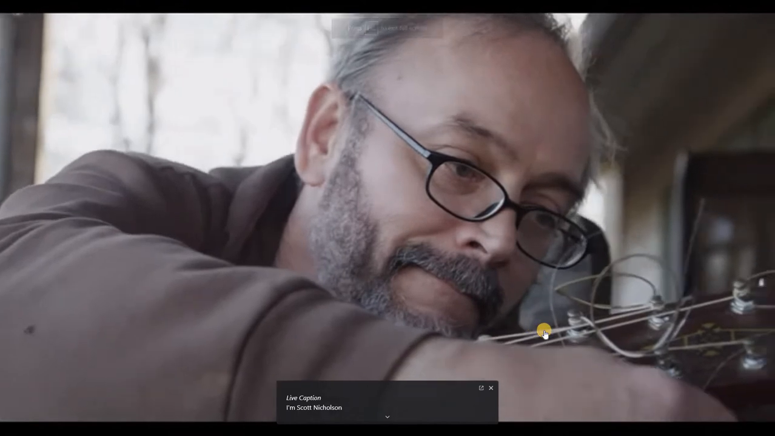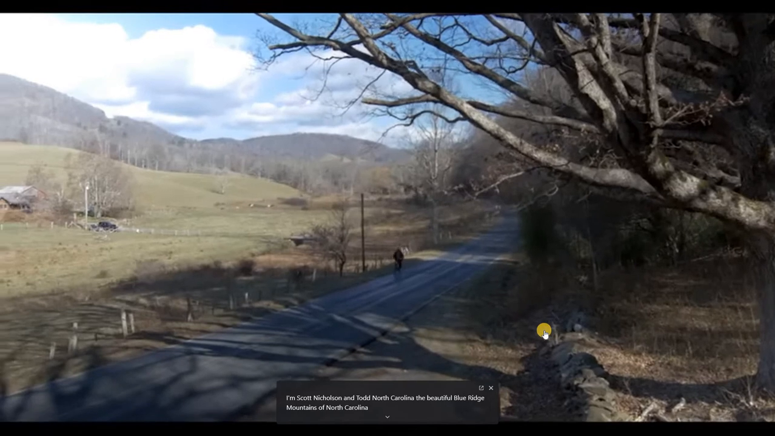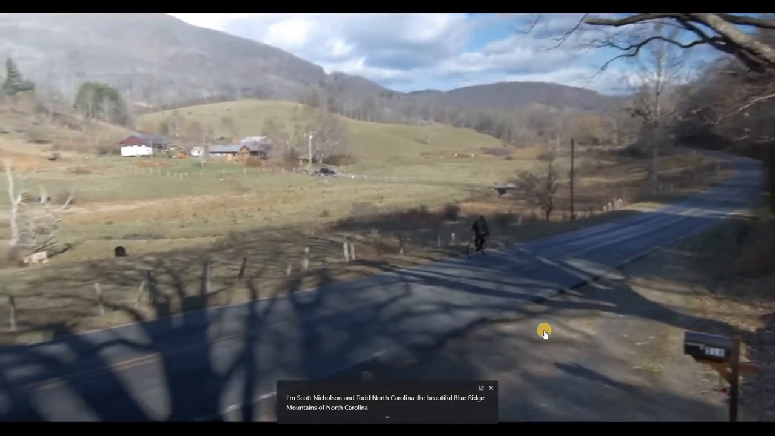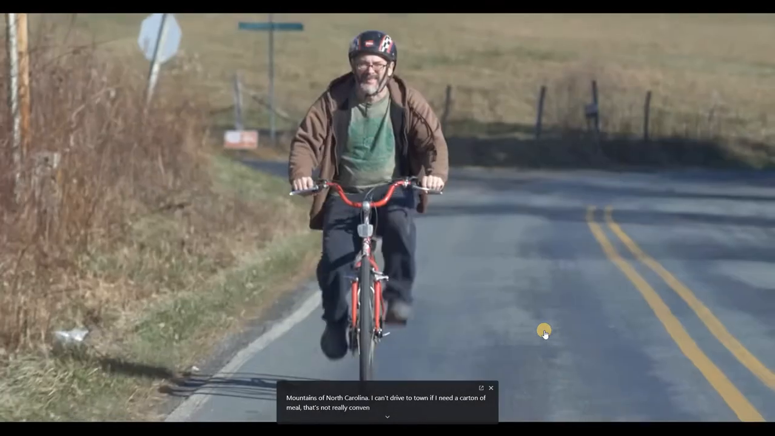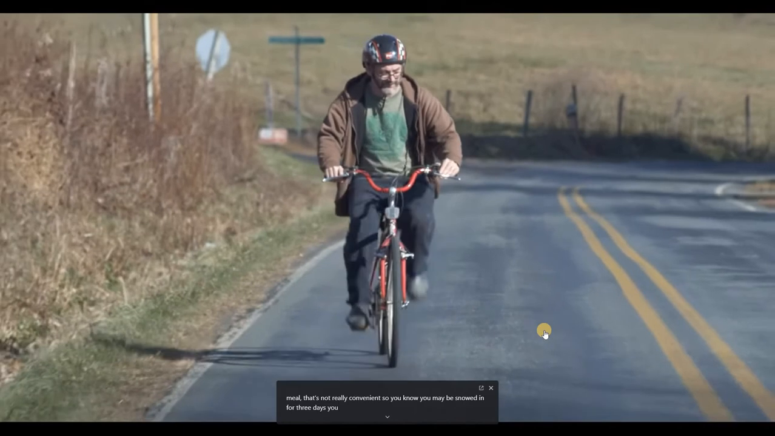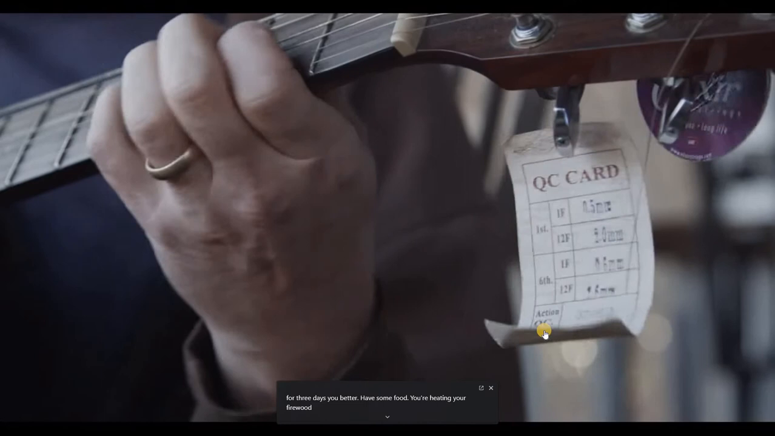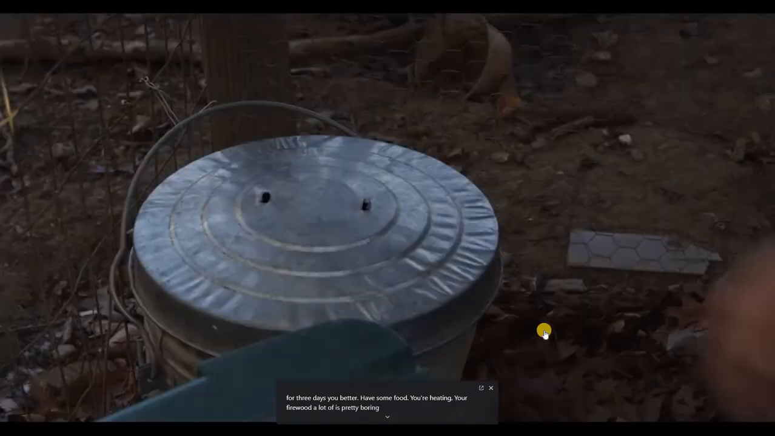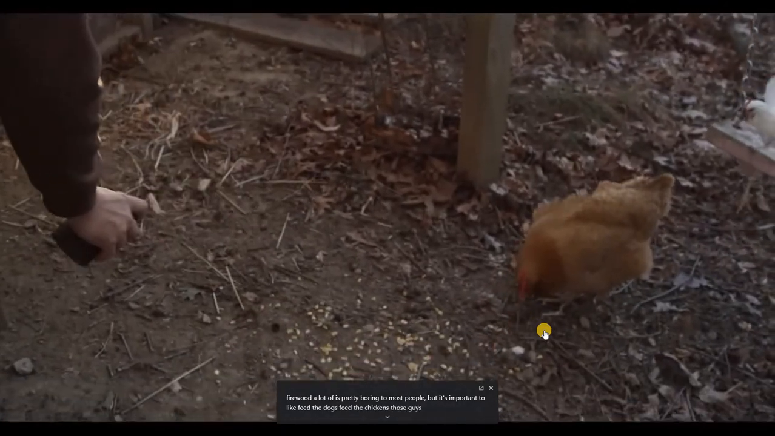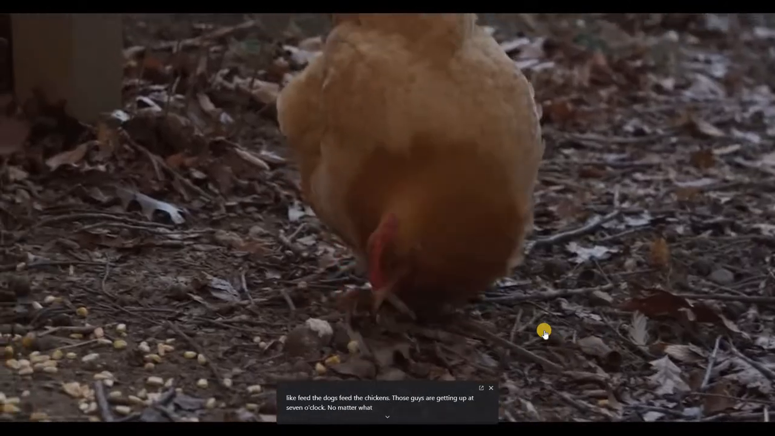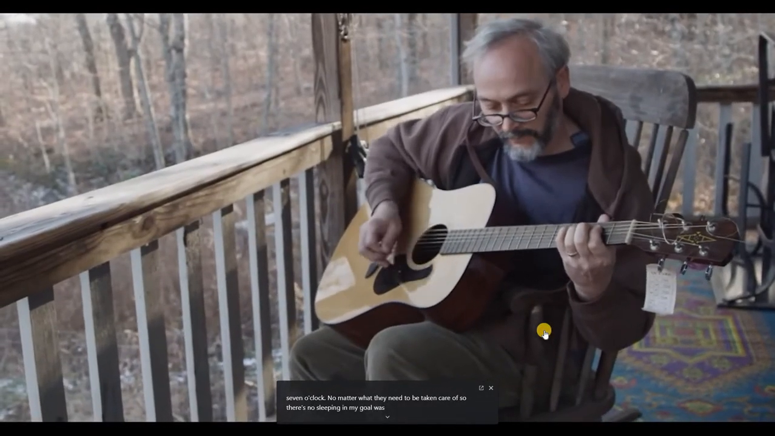I'm Scott Nicholson in Todd, North Carolina, the beautiful Blue Ridge Mountains of North Carolina. I can't drive to town if I need a carton of milk. It's not really convenient. So you may be snowed in for 3 days. You better have some food, your heating, your firewood. A lot of it's pretty boring to most people, but it's important to feed the dogs, feed the chickens. Those guys are getting up at 7 o'clock no matter what, and they need to be taken care of, so there's no sleeping in. My goal was to always live like this. I just didn't know if writing would be a part of it.